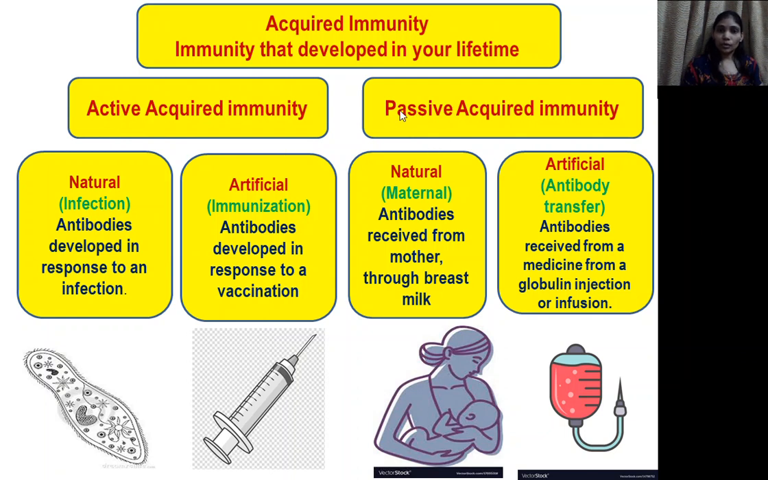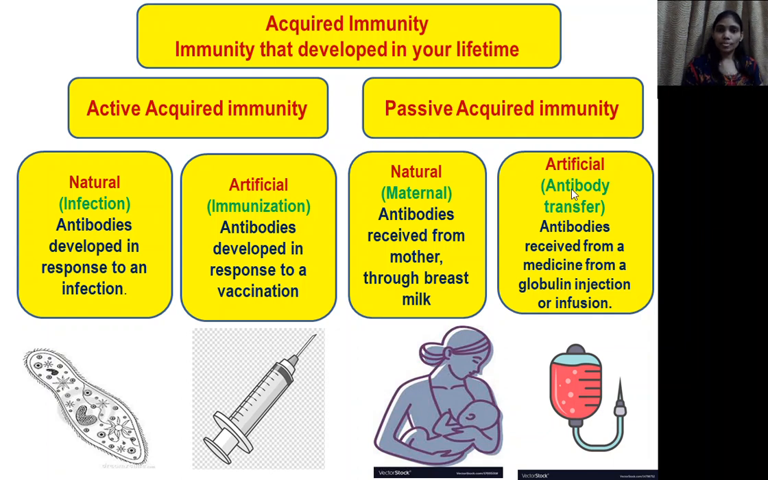Let us see the passive. Natural passive immunity means maternal. It is a natural way in which antibodies are received from mother to fetus, or mother to baby through breast milk. The mother's milk contains a number of antibodies which increase the immune system of the baby. So antibodies transfer from mother to child or fetus. It is called natural passive.